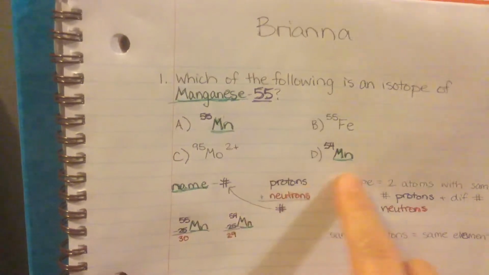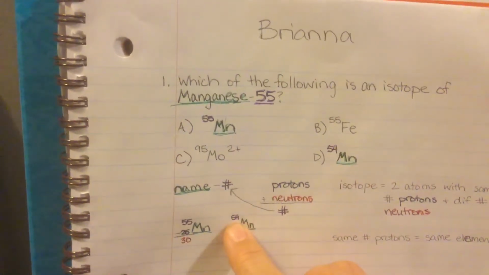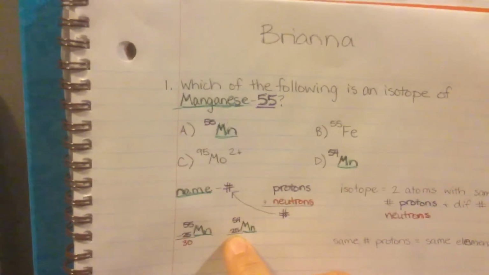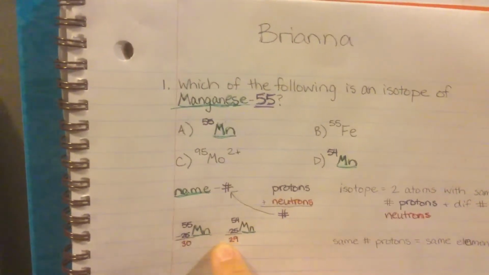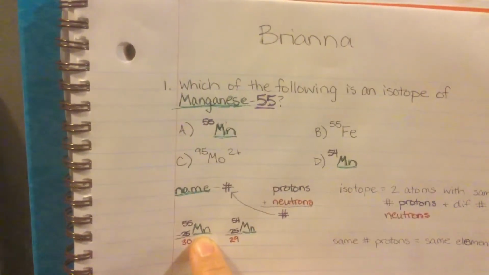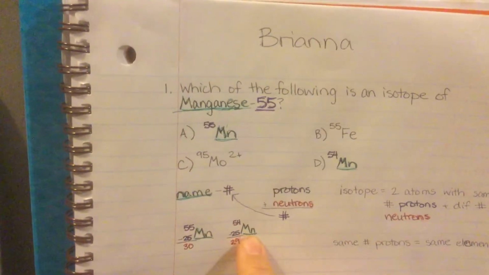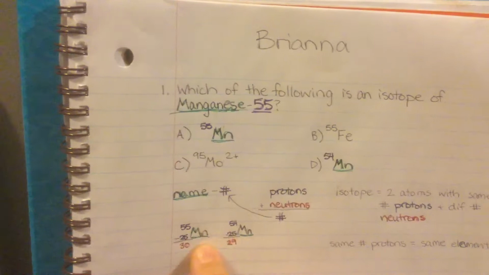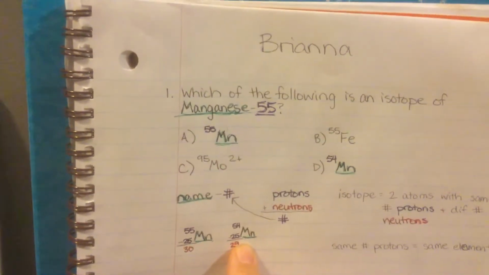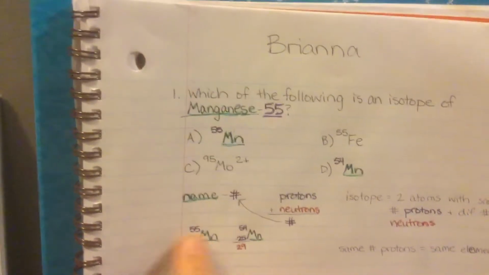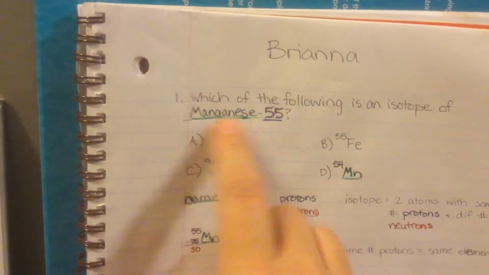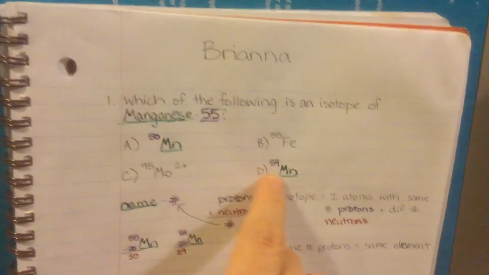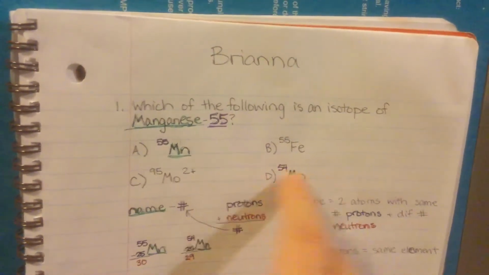Okay, let's look at choice D, where it's manganese with the 54. So that number minus protons gives me neutrons. So this version of manganese has 30 neutrons, and this version has 29 neutrons. So these two things are isotopes. And this 55 manganese is the same that's mentioned up here. So the isotope of manganese 55 is manganese 54.